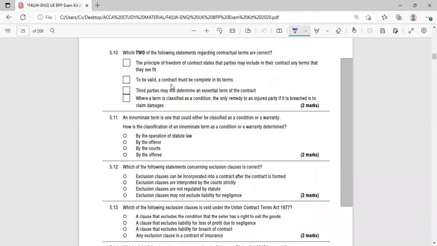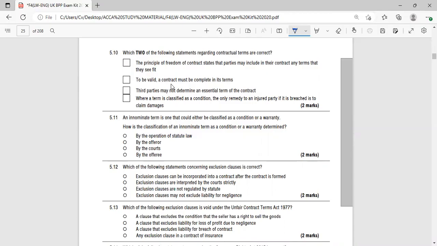Which two of the following statements regarding contractual terms are correct? Number one, the principle of freedom of contract states that parties may include in their contract any terms they see fit. Number two, to be valid, a contract must be complete in terms. Number three, a third party may determine an essential term of the contract. And number four, where a term is classified as a condition, the only remedy to an injured party if it is breached is to claim damages.